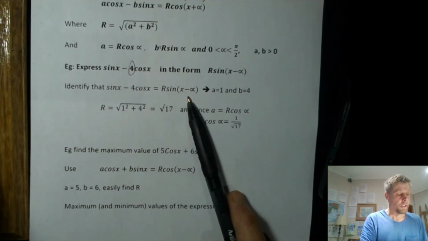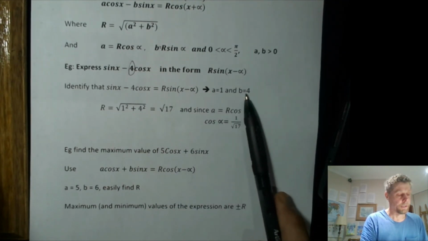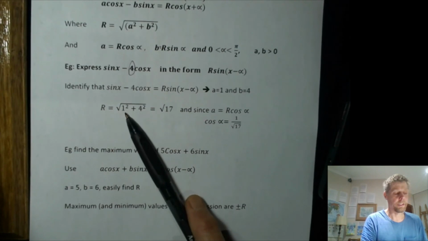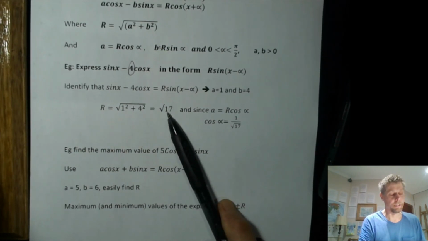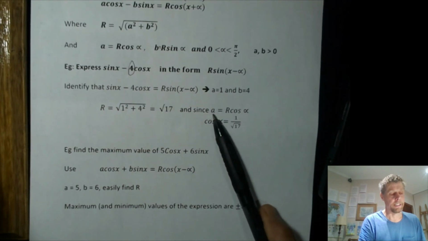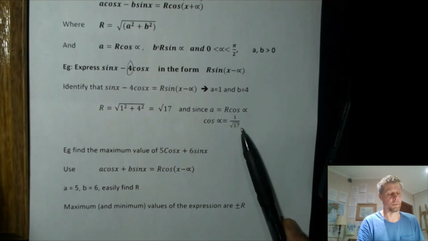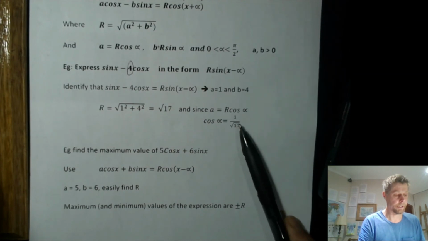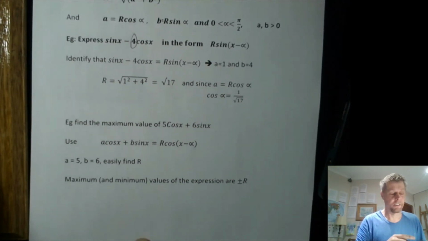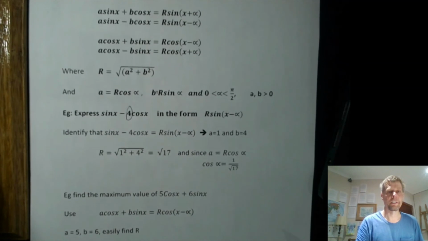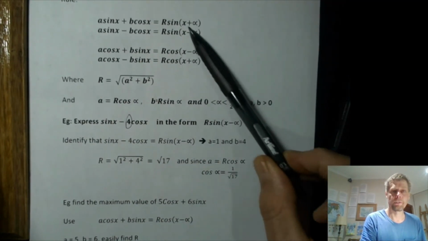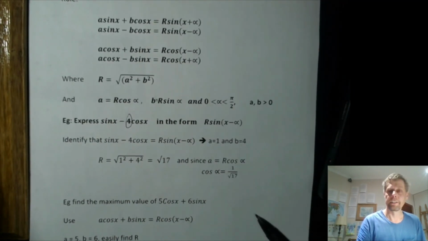So we conclude that a is 1, b is 4, and we can find that r equals the square root of a squared plus b squared, which is the square root of 17. Then we say that a equals r cos alpha, and from there we get that cos alpha equals 1 over the square root of 17, because we know what r is, and we know what a is. A is 1. And so it follows quite easily. I think the hard part with these is just identifying the correct format, and then just applying the equation.